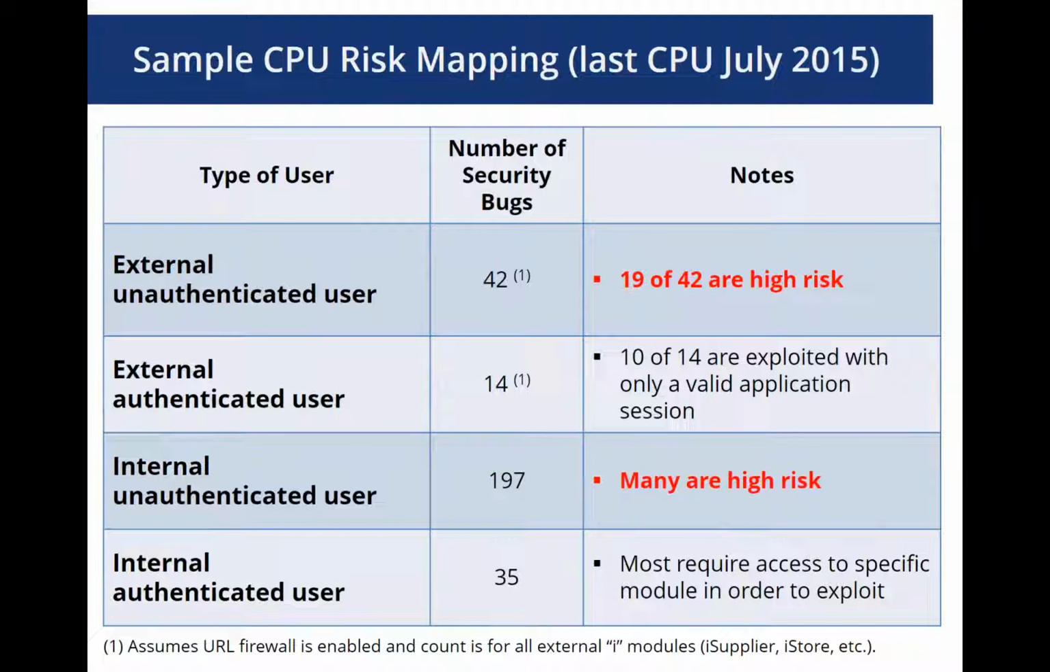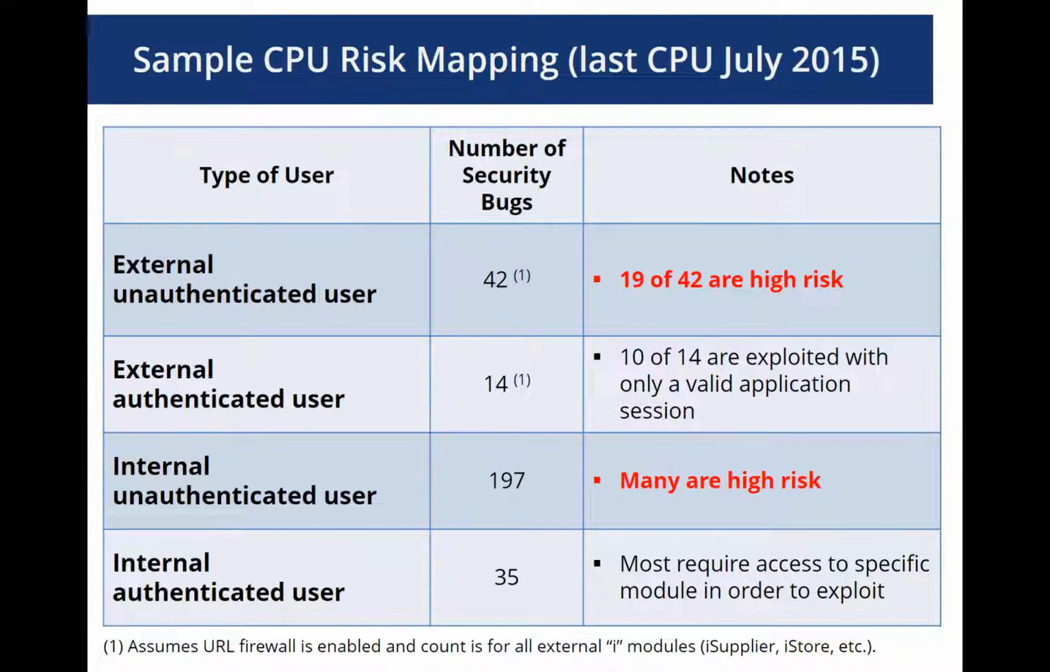This is a sample from a client. The client was behind on CPU. The last CPU they had applied was July 2015. I believe this is a 12.1.3 environment. So we started talking about, okay, you are behind. How many of these specific security vulnerabilities in your modules, I believe they were running iStore and iSupplier, could I actually access out of those several hundred security vulnerabilities, even if they're running the URL firewall? I may be running the URL firewall and may have reduced that surface area, but I still have some exposure. And we identified 42 of the security bugs that were unpatched.